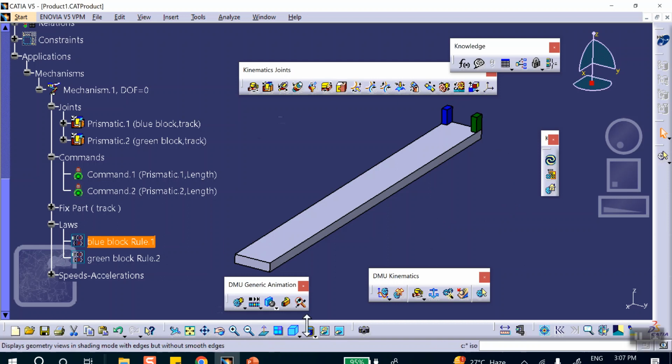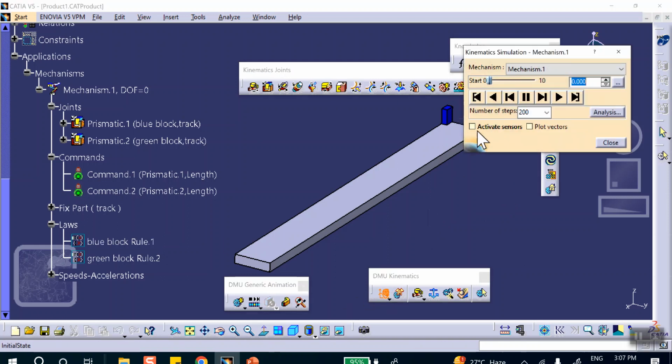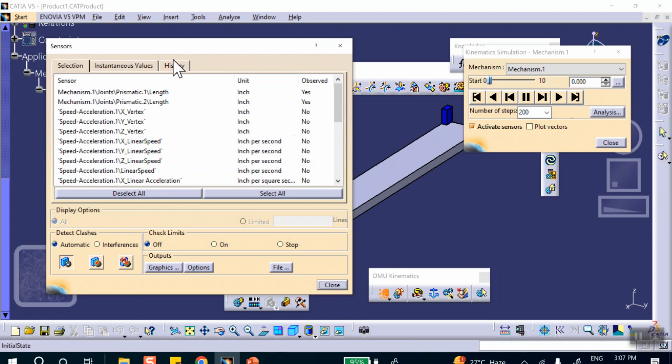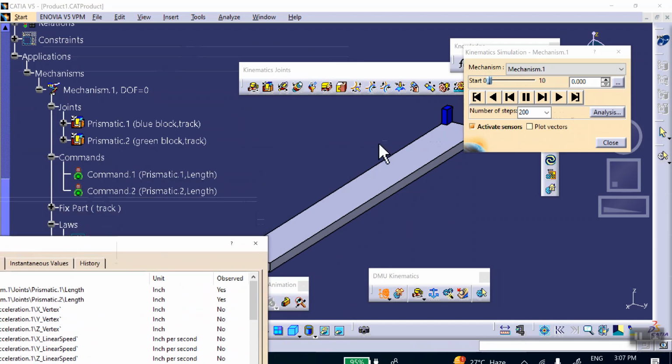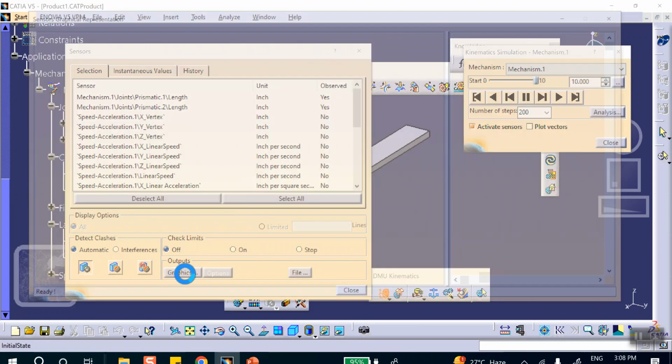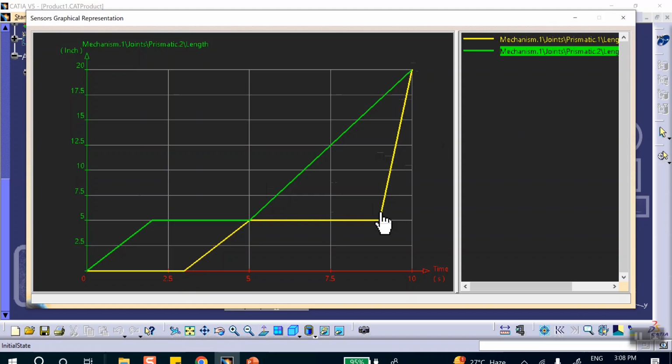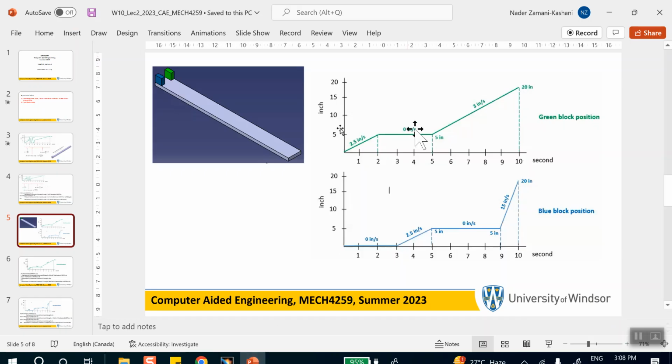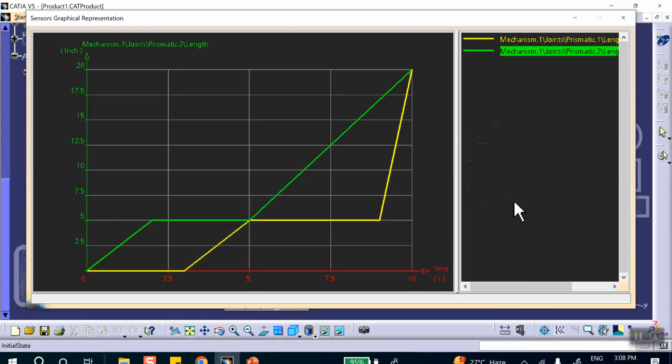All right, let's go ahead and do simulation with laws. Activate sensor. These are still on. So play it. Graph. And there we are. What you see here is what we put together. That is correct now. Okay, folks.